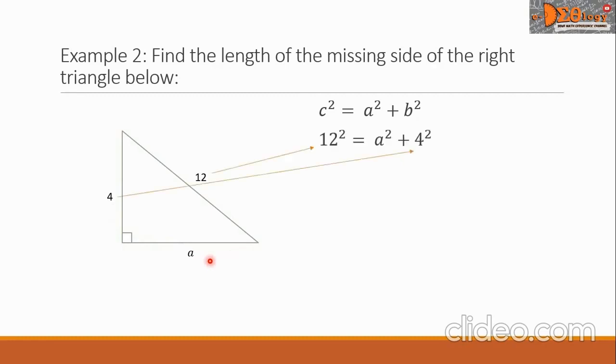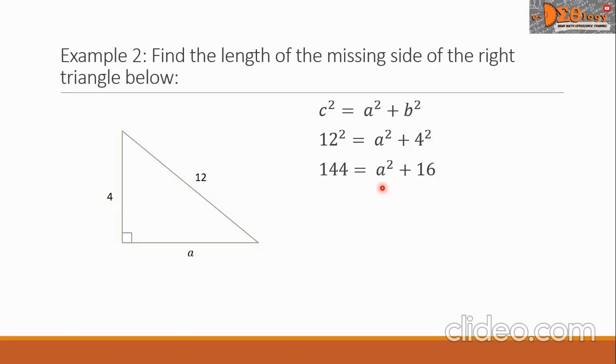Substituting now the values, the c square is now 12 square, that is the hypotenuse to be squared, equals the a square, that is the missing side, plus the b square is now 4 square. Then we will simplify further. 12 square is 144 equals a square plus 4 square is 16.